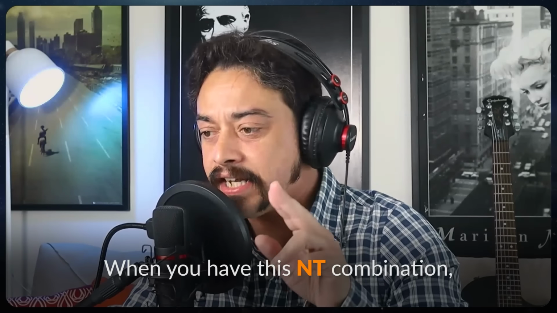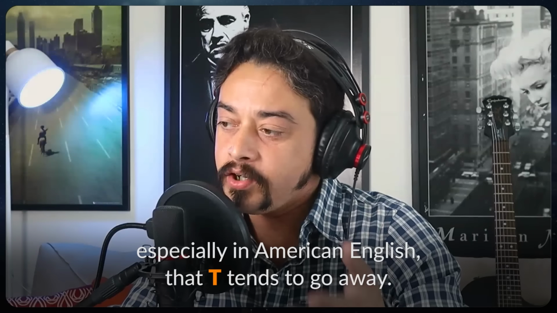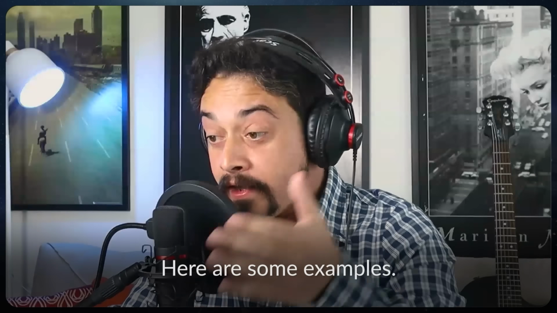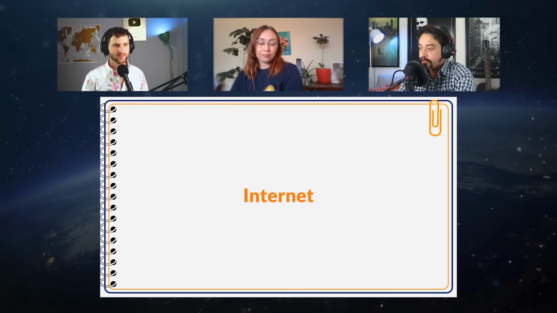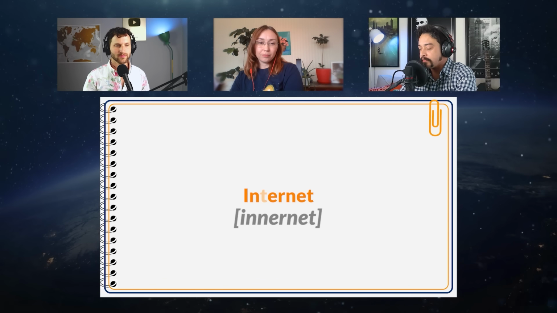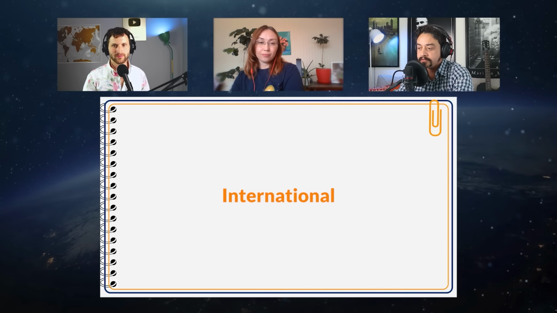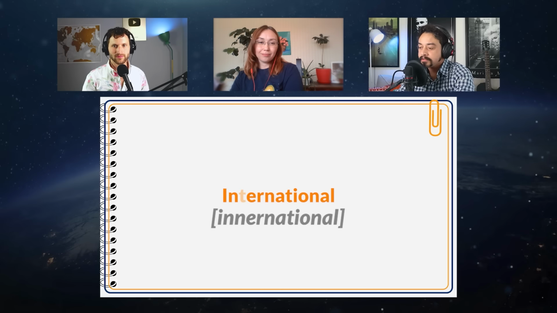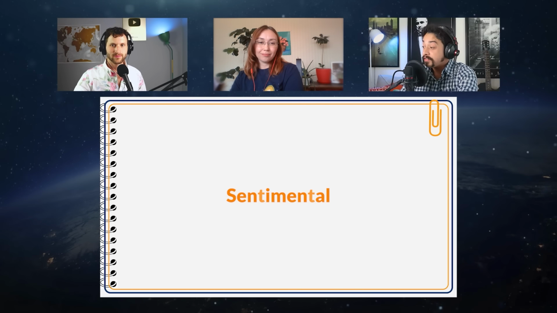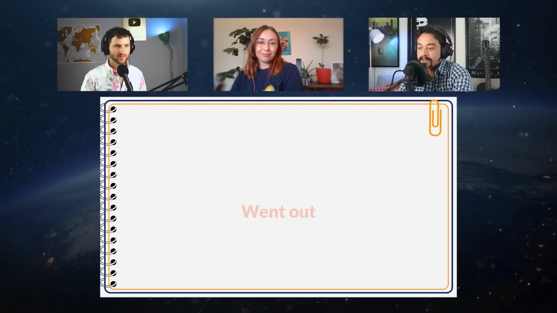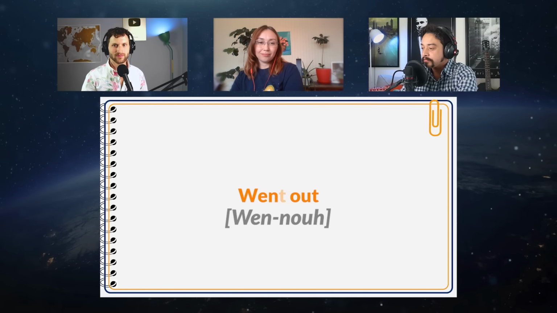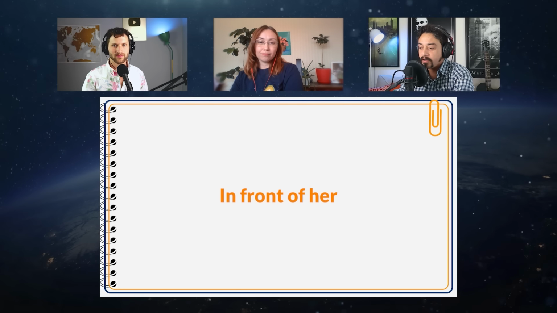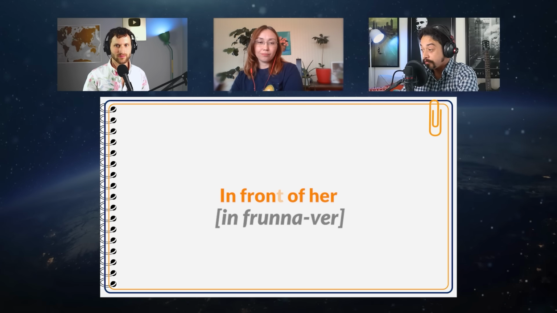Another common pattern here we have is the omission of the T in NT words. When you have this NT combination, especially in American English, that T tends to go away. Here are some examples. Internet becomes innernet. International, innernational. Sentimental, senimental. Went out, wenout. In front of her, infron of her.